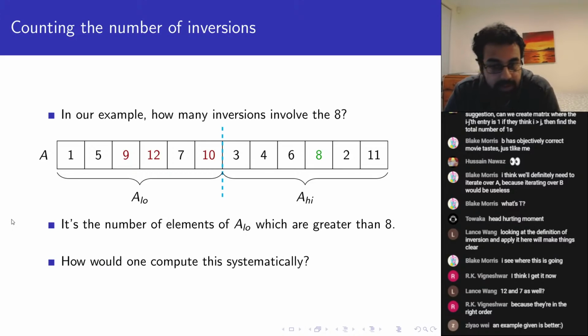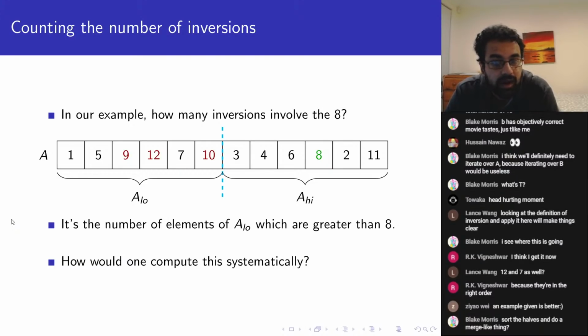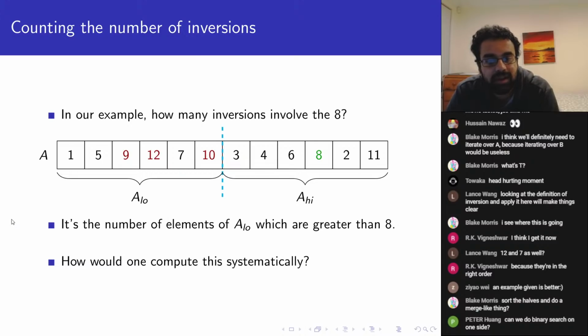Any suggestions here? Is there a way to quickly look up how many values in A low are bigger than 8? The problem is that right now we're looking for values within A low, and they could be anywhere within A low. There's no structure to A low, so there are 6 items, and any combination of those 6 could be greater. So there isn't really anything better than iterating through all 6 of them.